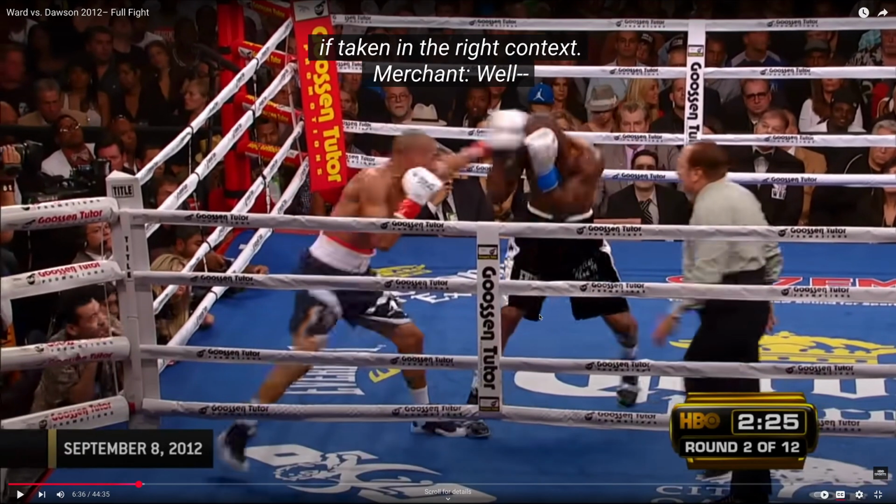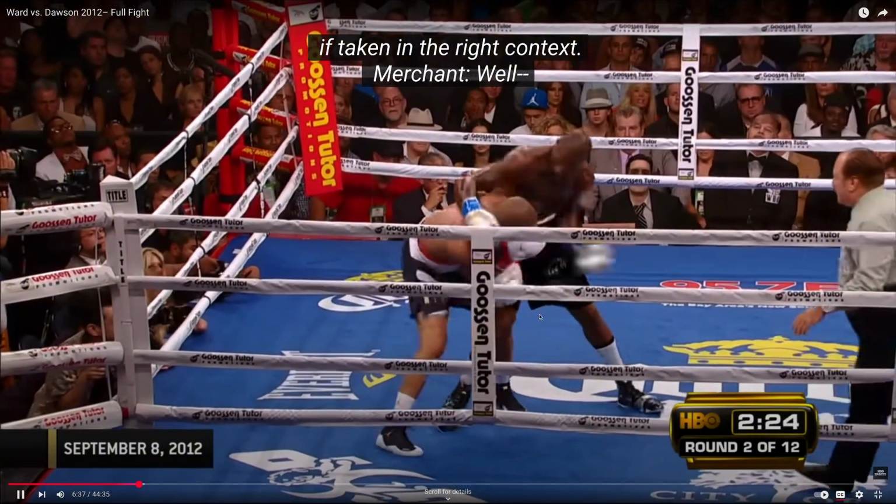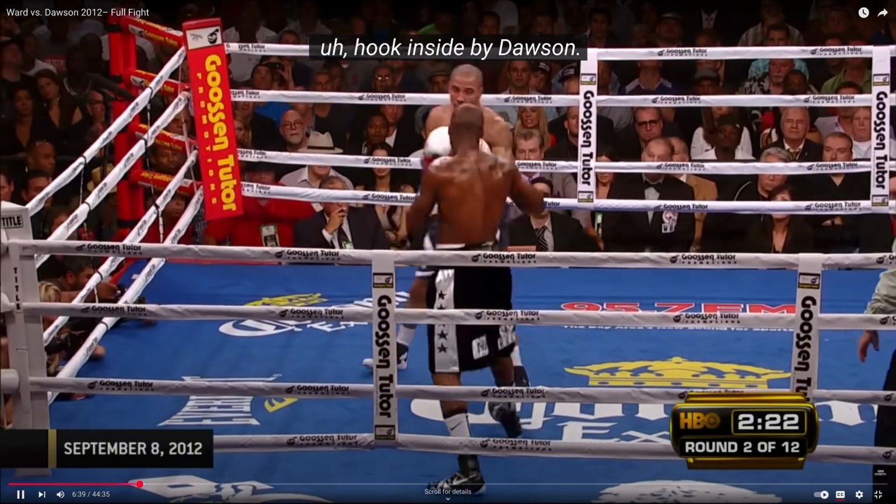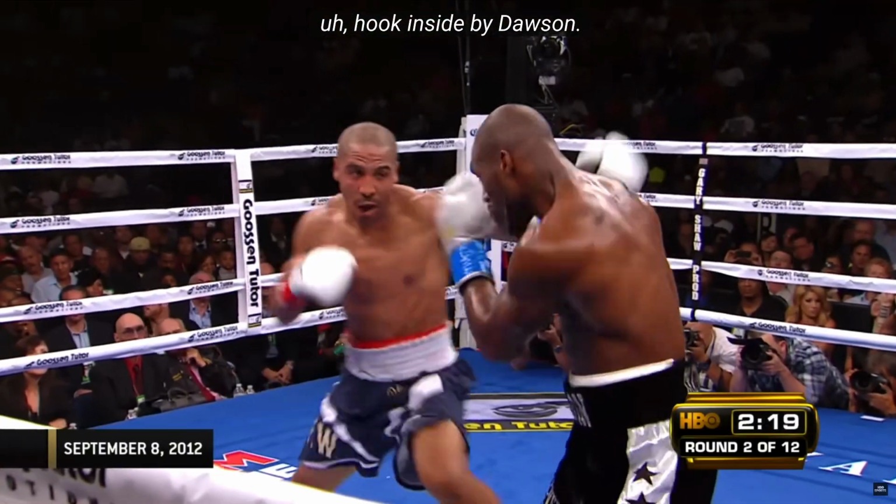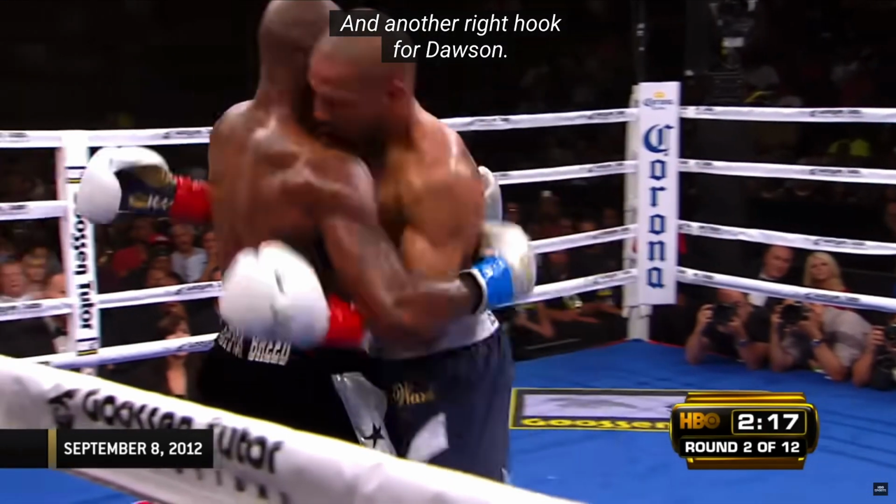Still moving to the right. Still moving to the right. He has not intentionally tried to move to the left just yet. And he is 35 seconds into round 2. Well, a good hard right hook inside by Dawson. And another right hook for Dawson.